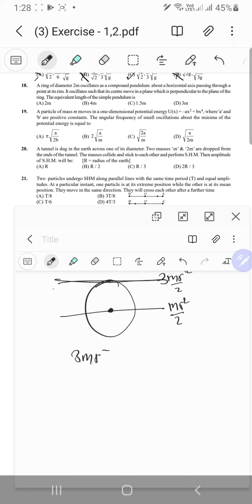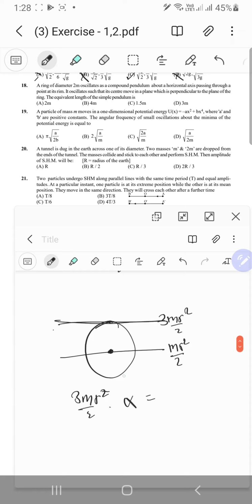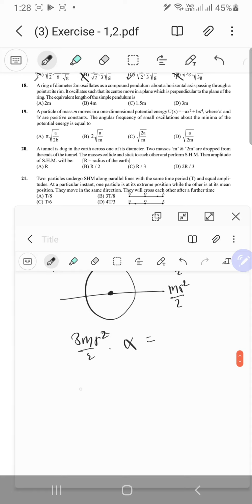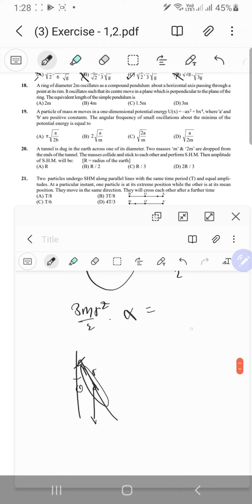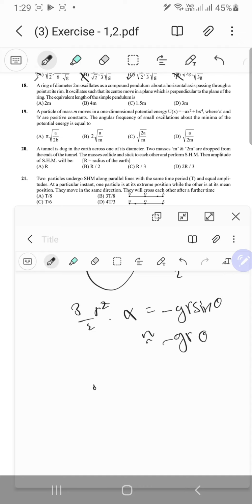So 3 mr squared by 2 into alpha is the torque. The torque over here: if this angle is theta, then mg sine theta is the one which is going to act, and it's acting at r, so it should be mg r sine theta. Cool. This cancels, so this is approximately g r theta. It should be negative, but whatever.